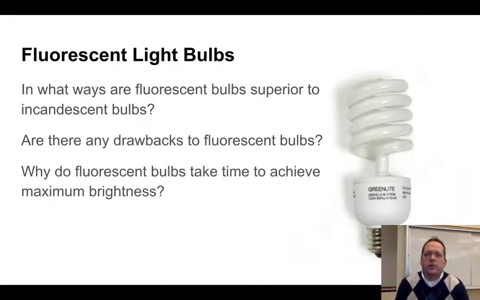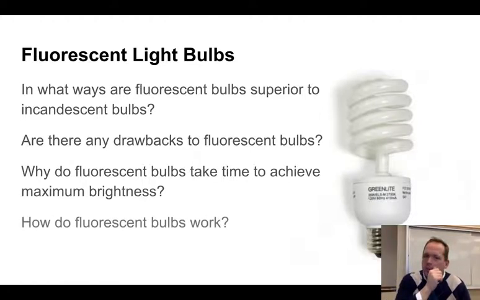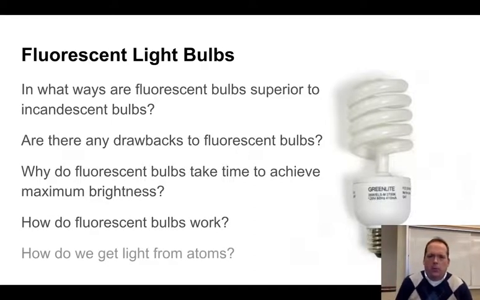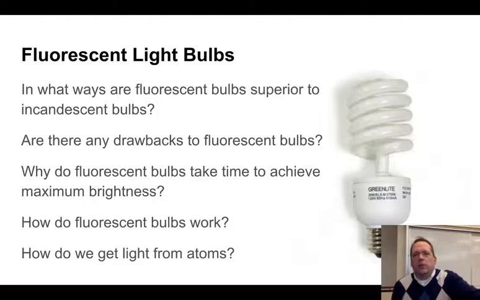Why do fluorescent light bulbs take time to achieve maximum brightness? Right? You flip a fluorescent light on, particularly if it's cold in your house, it takes a while for that to get up to bright light. How do fluorescent bulbs work is more of a root question that will help us answer the first three. But it all really needs to start with answering the question, how do we get light from atoms or molecules? But we're going to simplify it and just think about single atoms in this discussion.